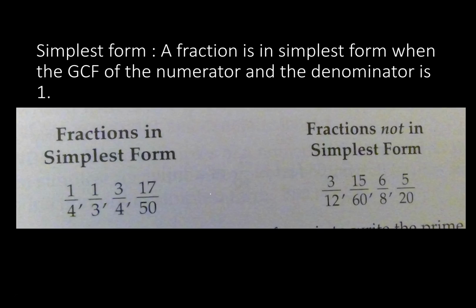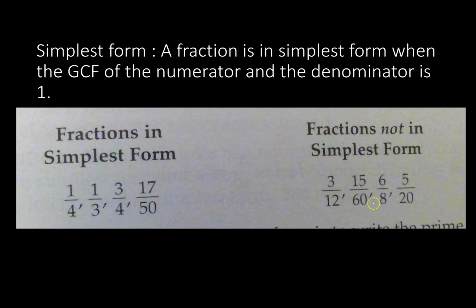All right, so a fraction is in simplest form when the greatest common factor of the numerator and the denominator is 1. So for fractions in simplest form, if it's got a 1 on top and a number on the bottom, you're good. If it can't be reduced anymore, then you're also good. You know, there's a prime number here, so that one's not going to reduce anymore.